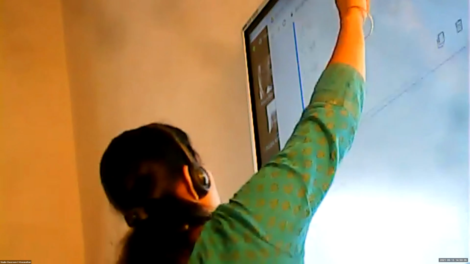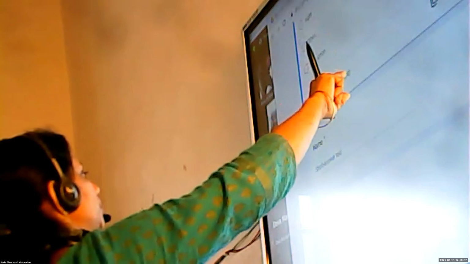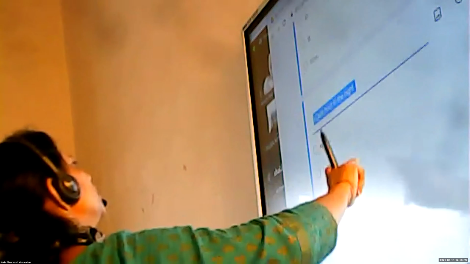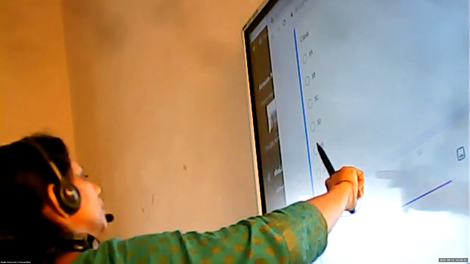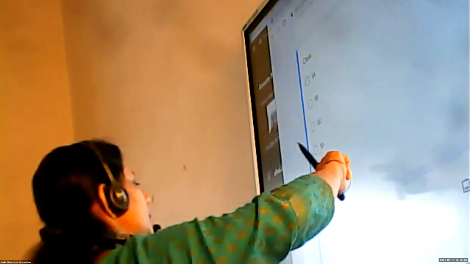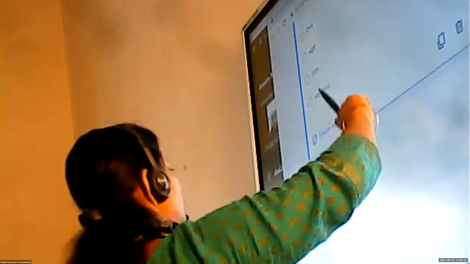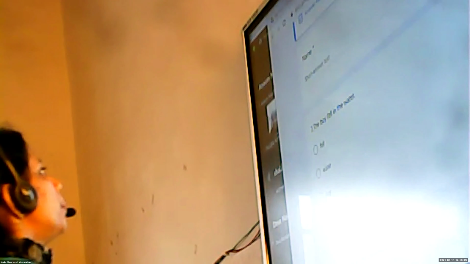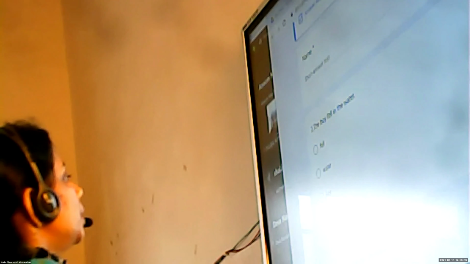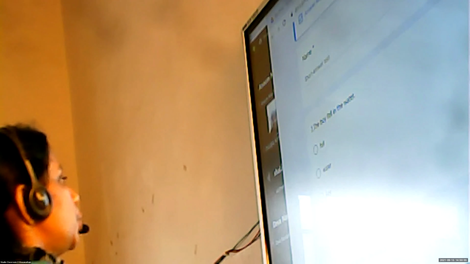The second question is, there is some change happening. Okay, the second question is, the boy fell in the water. The boy fell in the water. You have to identify the verb.